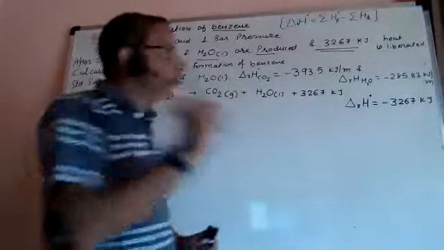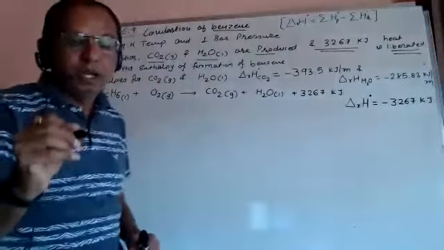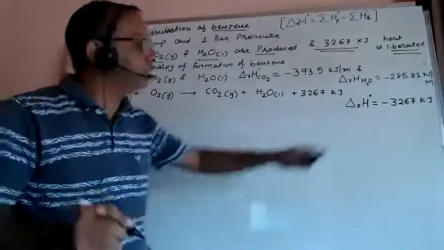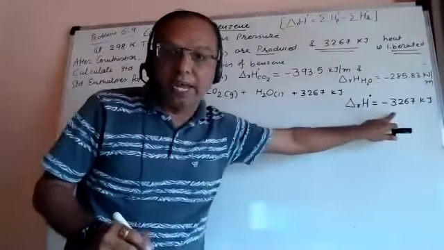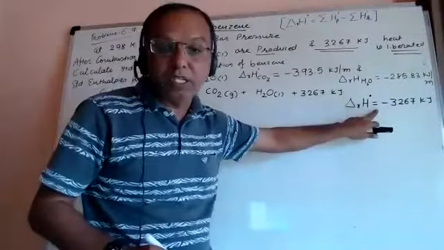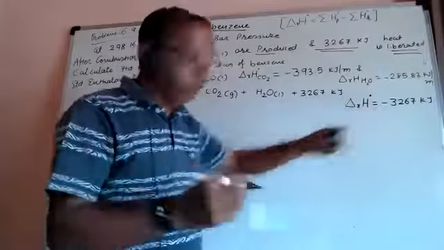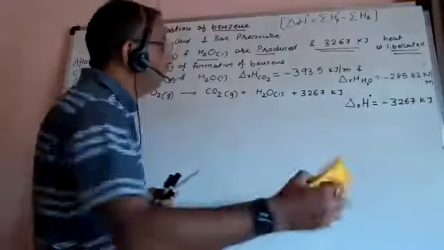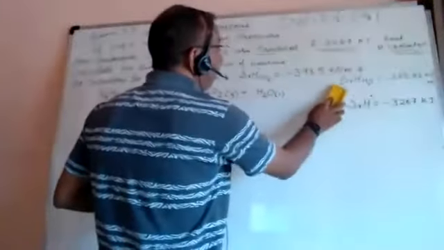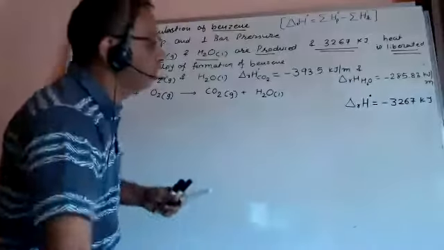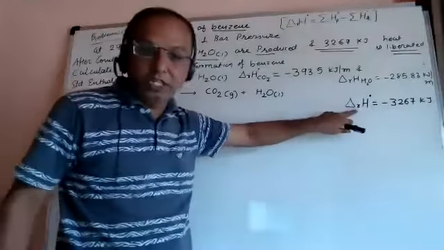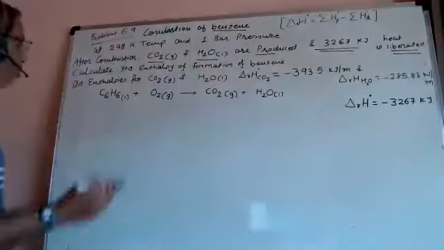Why minus? Because the word given is liberated. Liberated means exothermic. Exothermic means the delta H0 is negative. Friends, while we mention this separately, we must not write it here. And friends, as per the given question, we have to write this instead of here. Okay, so this is one thing.